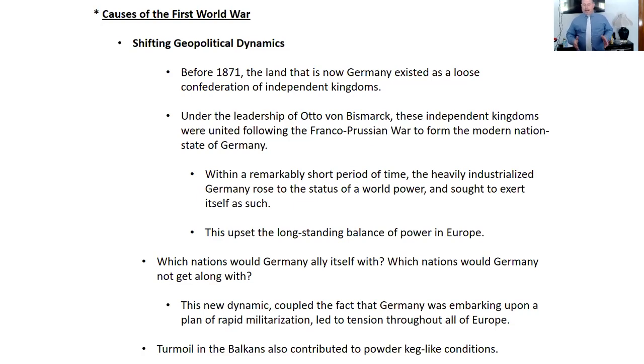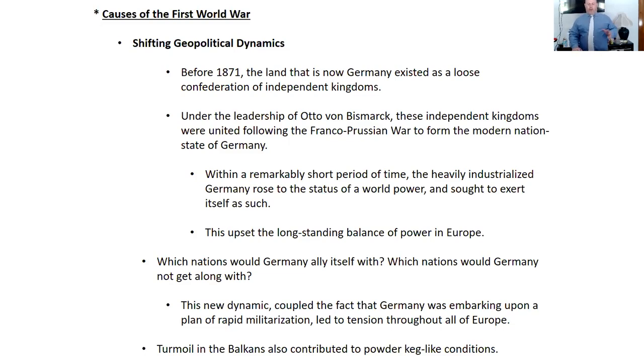Which nations would Germany ally itself with? Which nations would Germany not get along with? This new dynamic, coupled with the fact that Germany was embarking upon a plan of rapid militarization, led to tension throughout all of Europe.